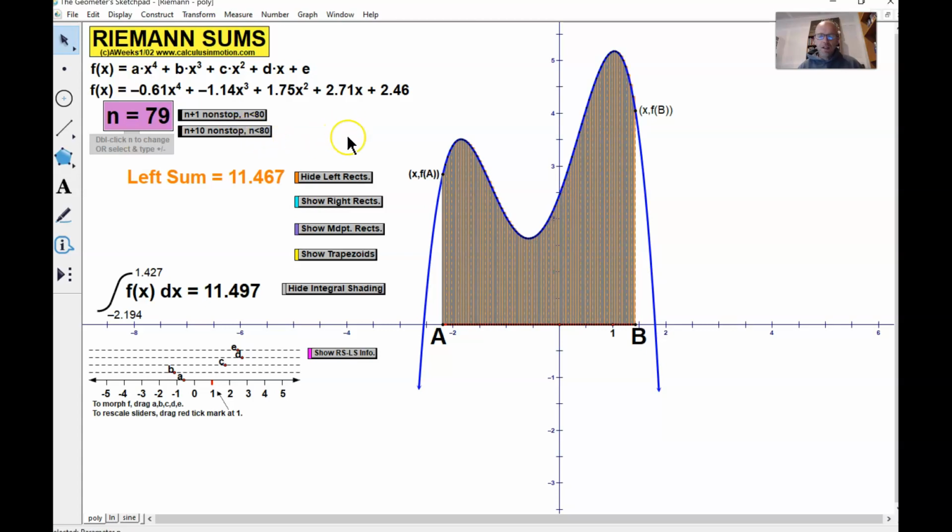So there we are at 79. You can see, and it's still an estimate. I mean, it's not exact. We're getting a lot closer. I wonder, I don't know if I can put in a higher number than 80. I'm going to try it here.